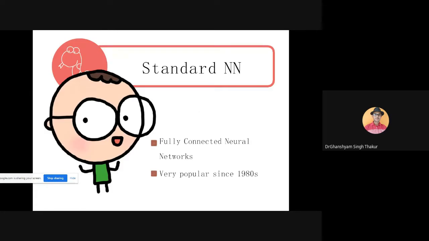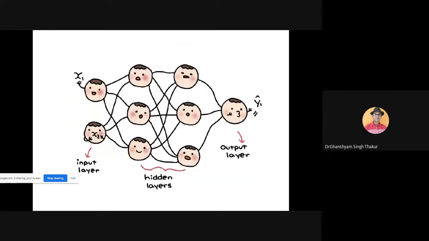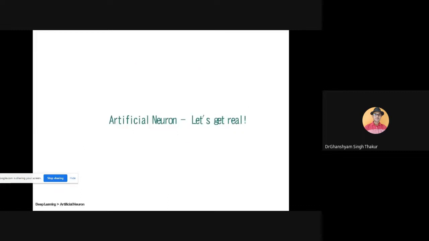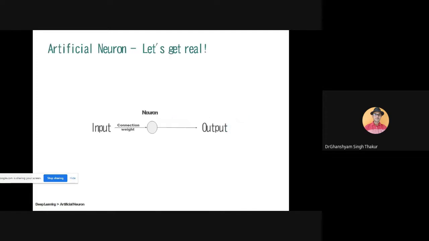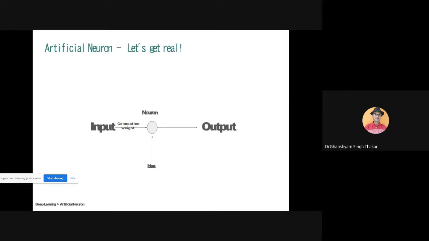So open the box. This is called the standard neural network, which is fully connected and has been very popular since 1980. The neural network includes input layer, hidden layer, and output layers. Now the artificial neuron: it includes some input, connected with some weight to the neuron, and output. You can also add another important factor, called the bias, and you will get the output.